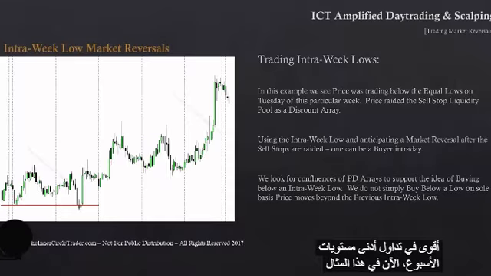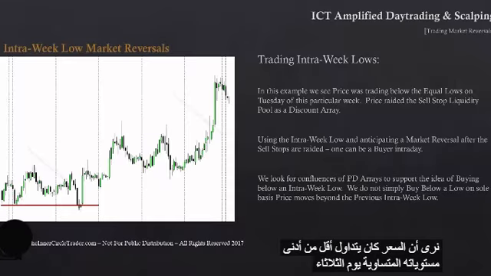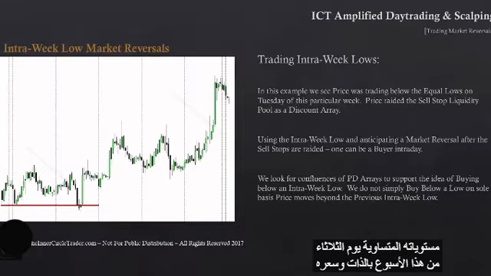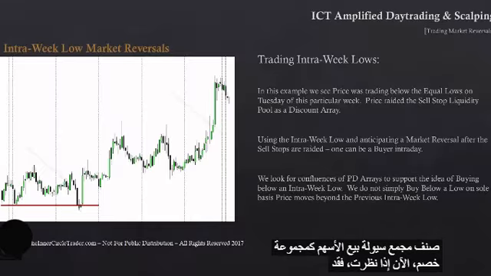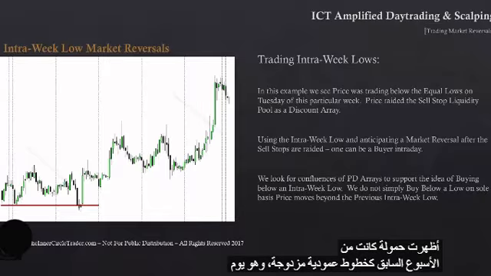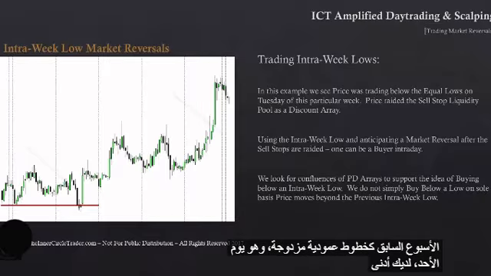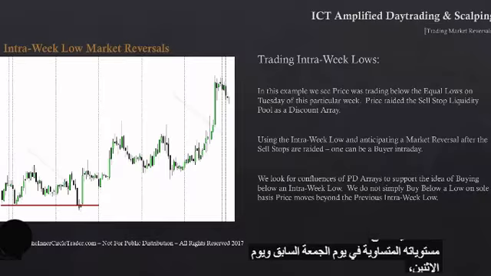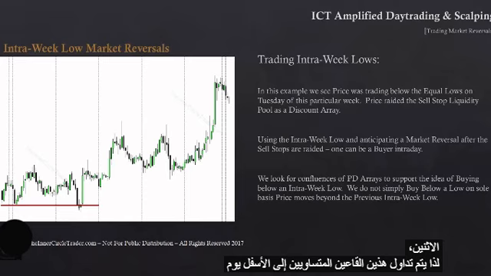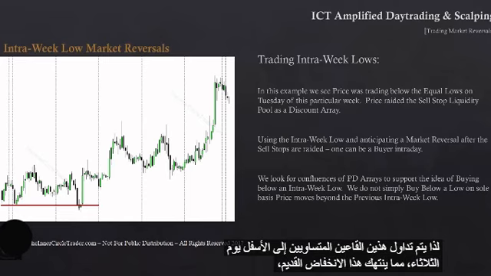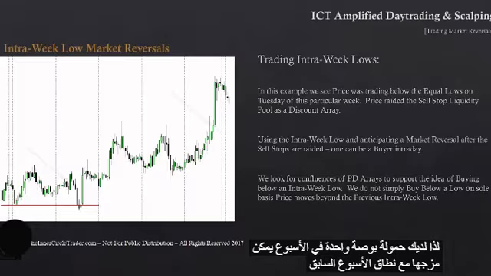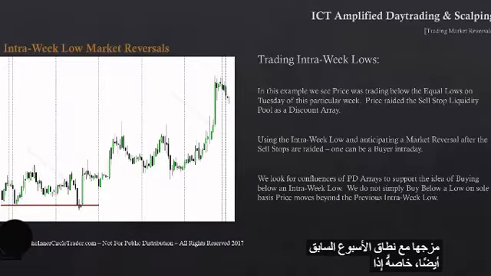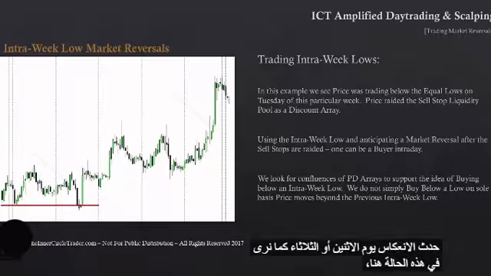Now, in this example, we see price was trading below the equal lows on Tuesday of this particular week, and price raided the sell stop liquidity pool as a discount array. Now, if you look, I've shown a low that was from the previous week as the double vertical lines. That's a Sunday. You have equal lows on the previous Friday and on Monday. So those two equal lows are traded down through on Tuesday, violating that old low. So you have an intra-week low that can be blended in with the previous week's range as well, especially if the reversal occurs on a Monday or Tuesday, as we see in this case here.